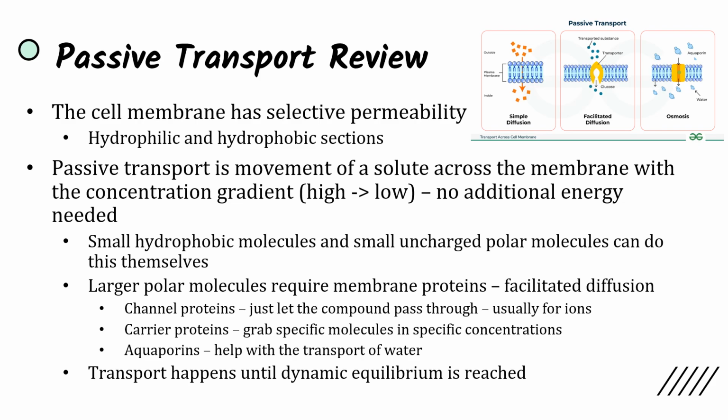So if we look in the top right at a picture, over here it's just simple diffusion passing straight through the membrane from a higher concentration of 7 cubes to a lower concentration of 4 cubes. Over here we've got facilitated diffusion with a carrier protein. It's going to use this special protein that's going to take a specific number and a specific molecule and allow it to go through the protein. And lastly, here's osmosis with an aquaporin, which is a channel protein, allowing the water to pass through the membrane even though it is a polar molecule.